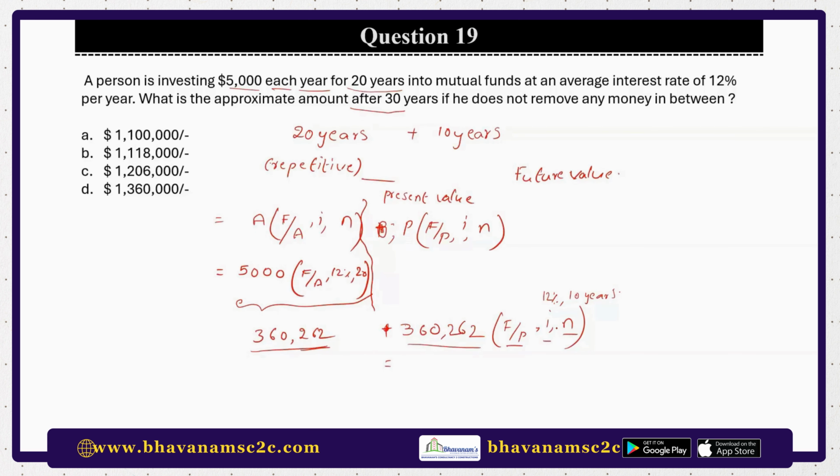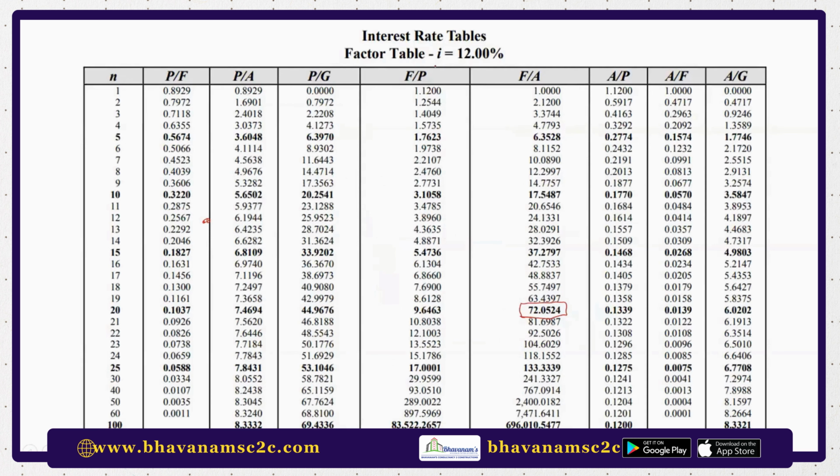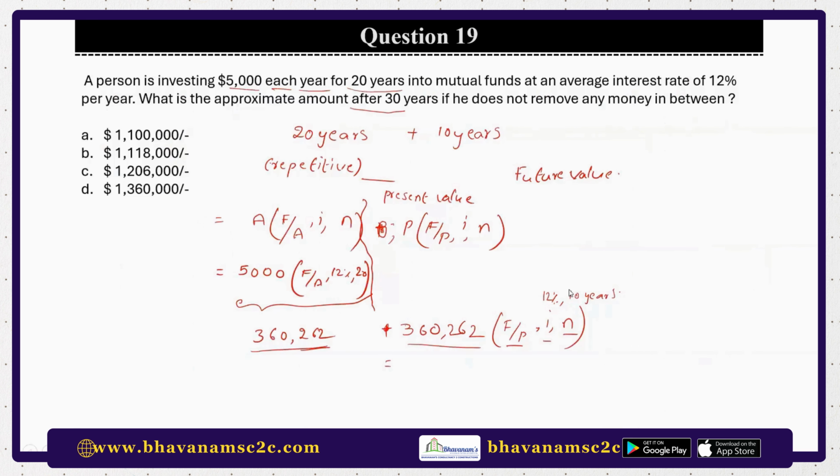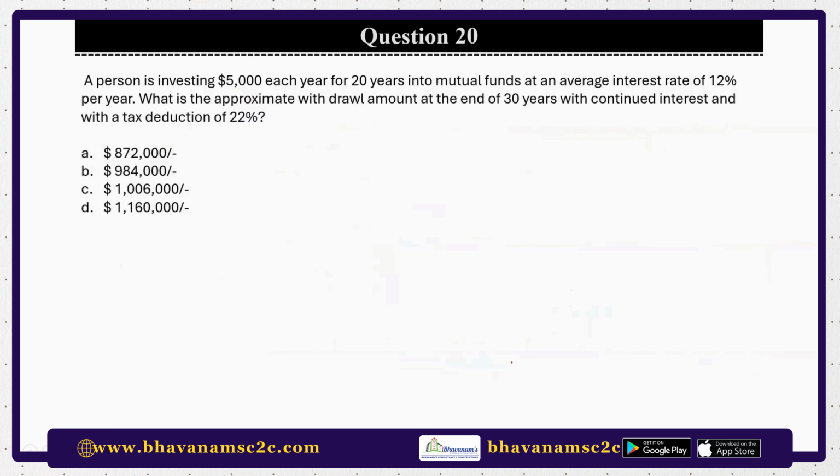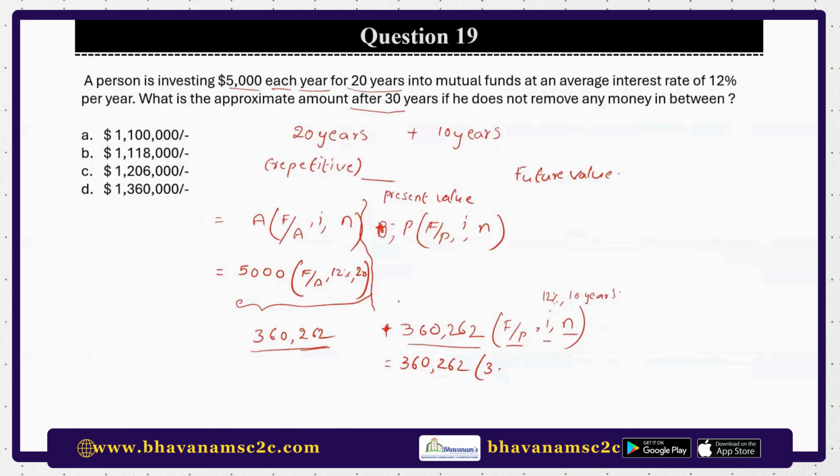Okay. So what is the column? F by P, I value is 12 and N value is 10. What is the value? 3.1058. Yep, I can see it here. Now we got this value and we have to substitute it here: 360,262 with 3.1058. What is the closest value? So everybody got the same answer?